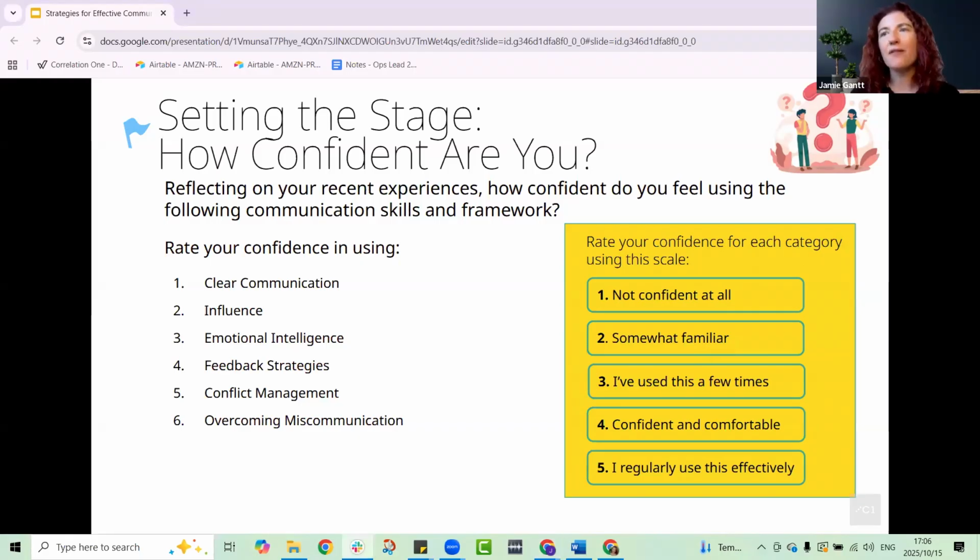Hen, is that a confidence rating or is that a framework that you find or a skill that you find particularly challenging?